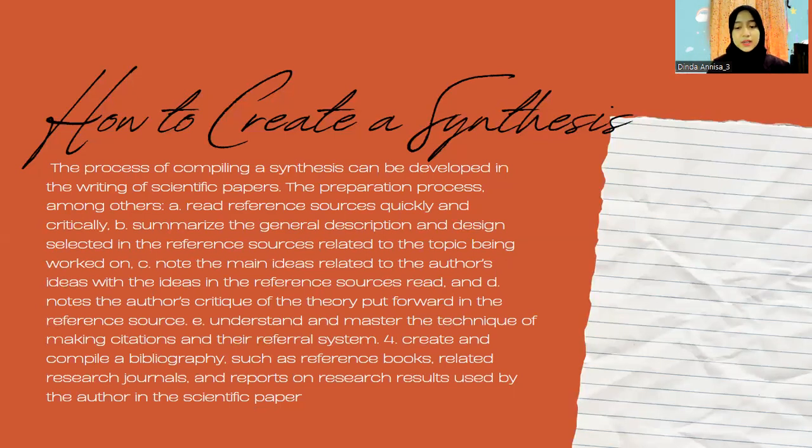And then compiling an overview. An overview is a short article that contains the main idea of several chapters in reference sources that are considered interesting, appropriate, and related to the author's writing. And this short article does not pay attention to the order of the main idea according to the reference sources. Things that are considered irrelevant to the author's writing can be ignored.